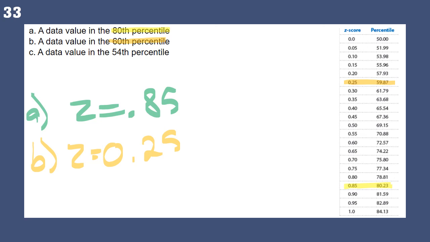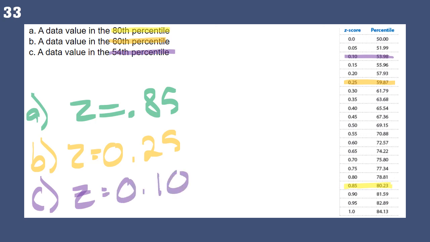And the last one we need to do is 54th percentile. Now 54th percentile, where is that? Oh, that looks pretty close to right there. So I'm going to say C, the z would have to be 0.10.